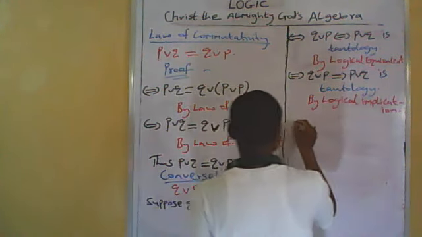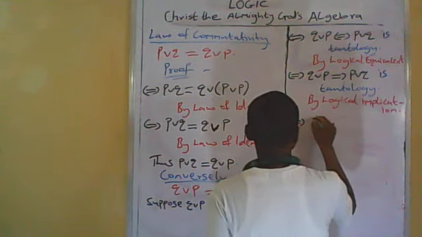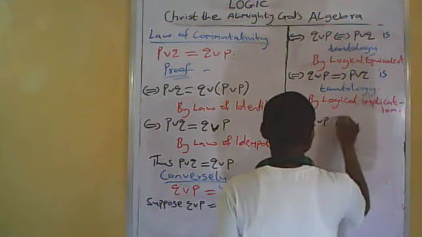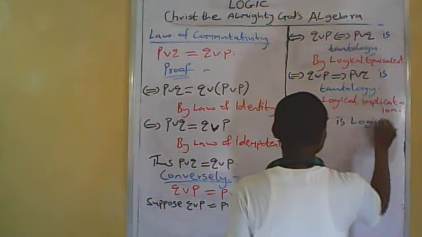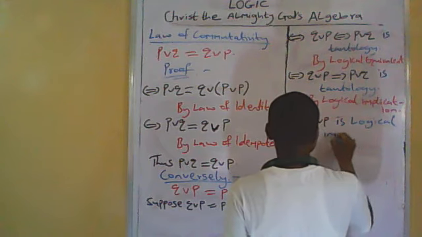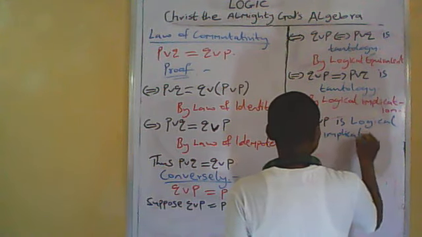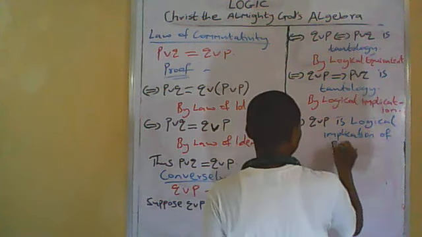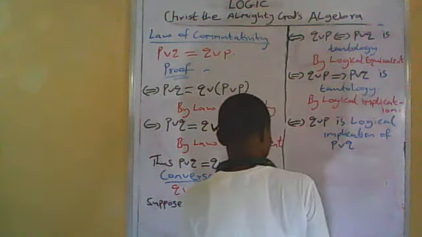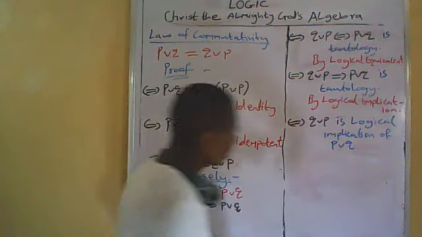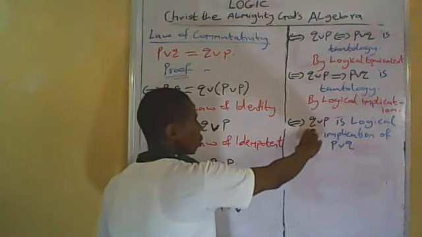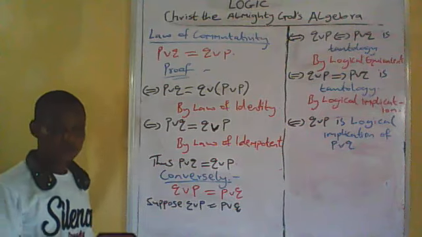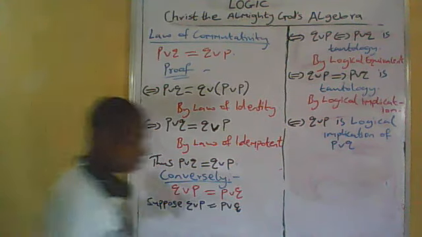That is, if and only if Q or P is a logical implication of P or Q. If this is true, that Q or P is a logical implication of P or Q, then also this is true.